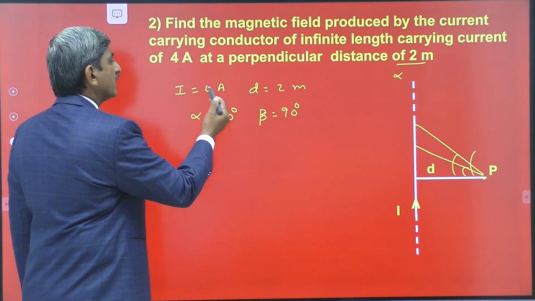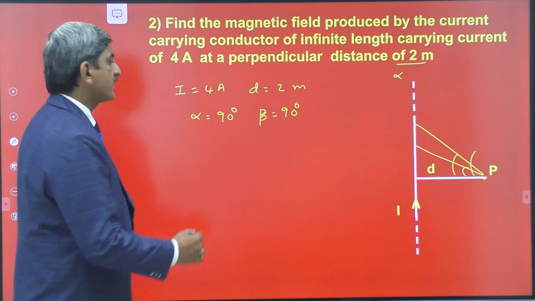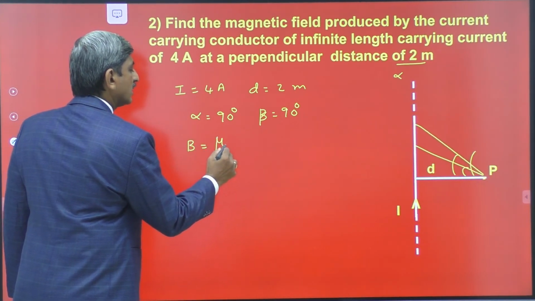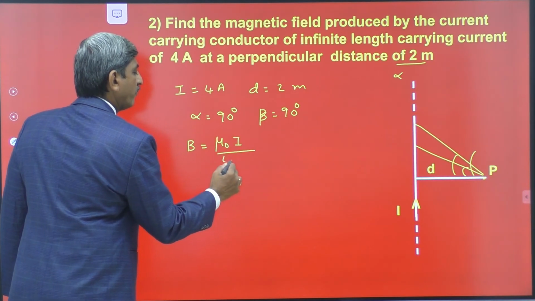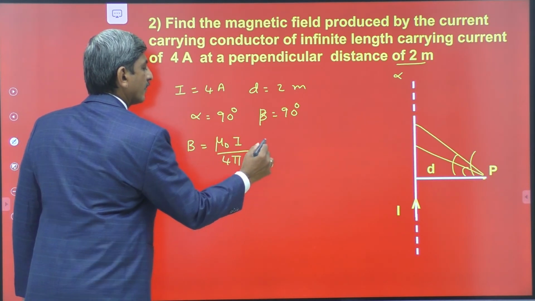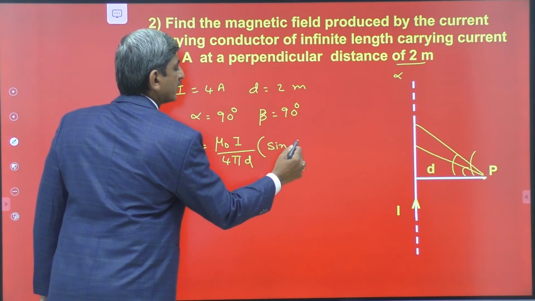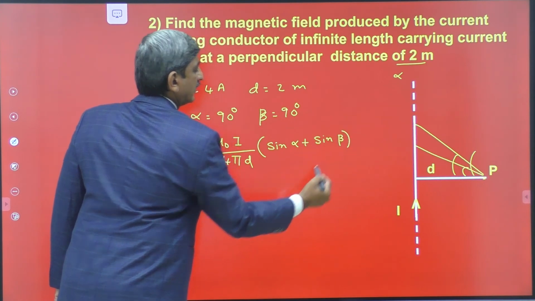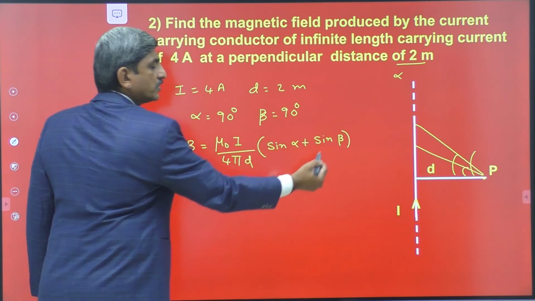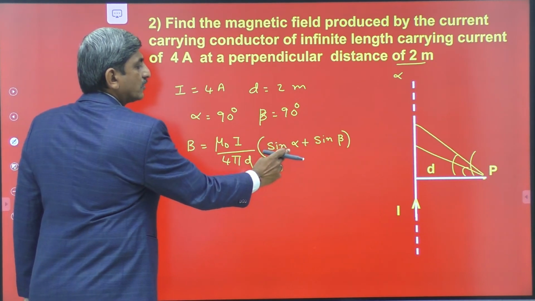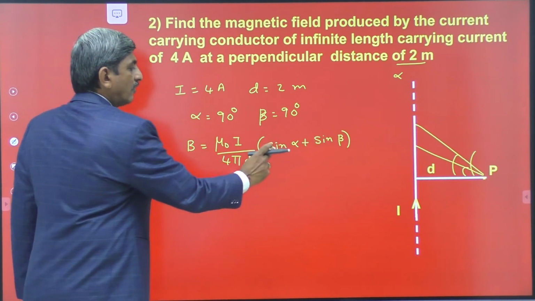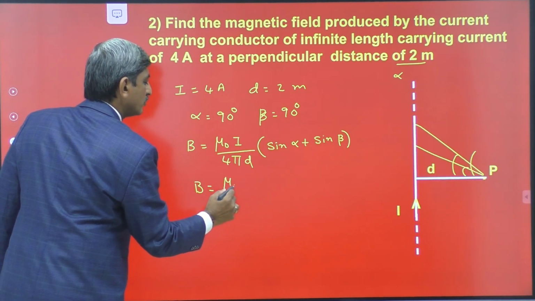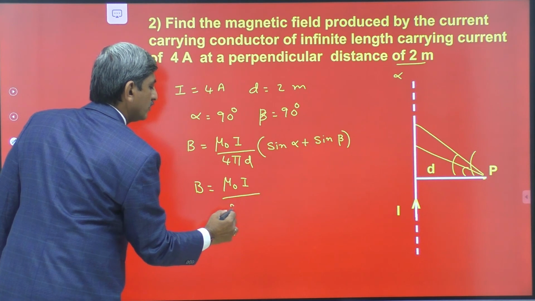By knowing alpha, beta, I, D values, we can determine the magnetic induction value, that is given by B is equal to mu naught I divided by 4 pi D into sin alpha plus sin beta. Here, by substituting alpha is equal to 90, beta is equal to 90, we have sin 90 is equal to 1, sin 90 is equal to 1, 1 plus 1 is equal to 2, so that the formula becomes B is equal to mu naught I divided by 2 pi D.